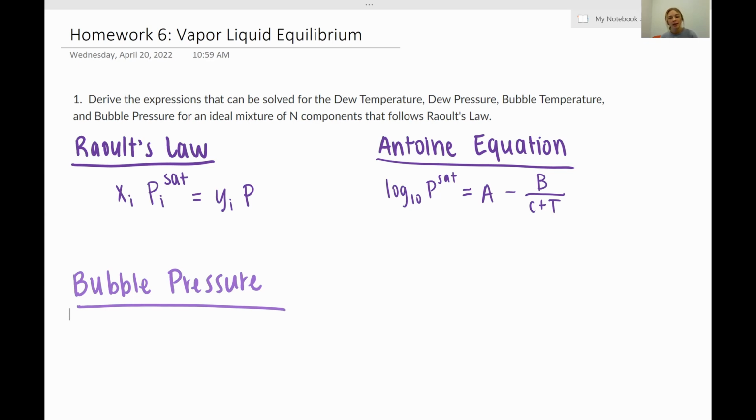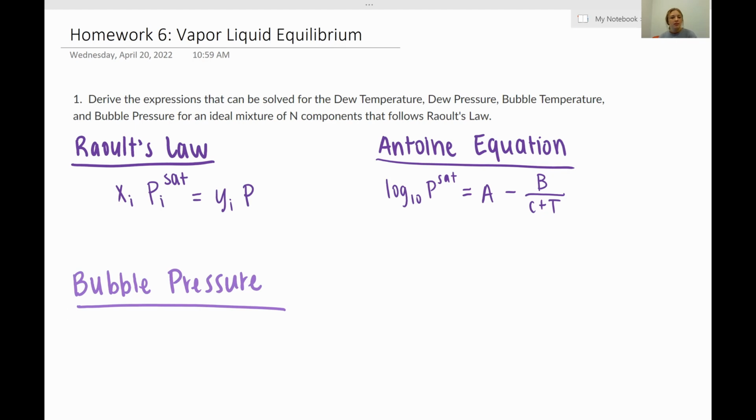And if you can see on the right here, I have the Antoine equation written. We are going to be using that to come up with our equations. If you remember before, we used the Antoine equation to come up with a vapor-liquid equilibrium curve for a pure substance. And we're going to be using this, especially looking at bubble temperature and dew temperature, because we're going to be able to calculate that saturation vapor pressure to then find those temperatures that we're going to need. So we're going to start by looking at bubble pressure.